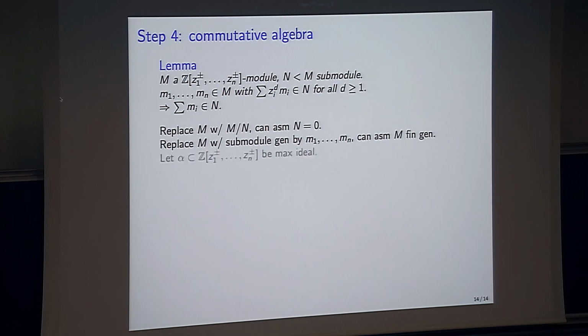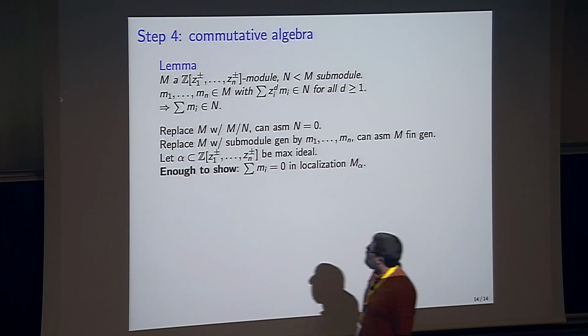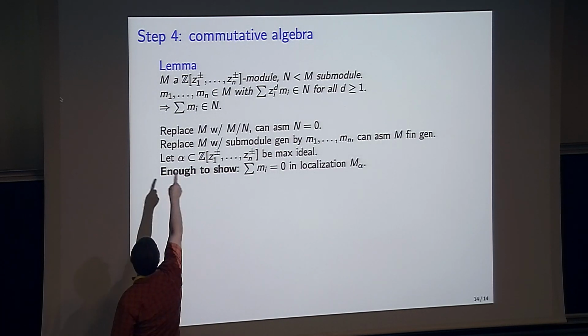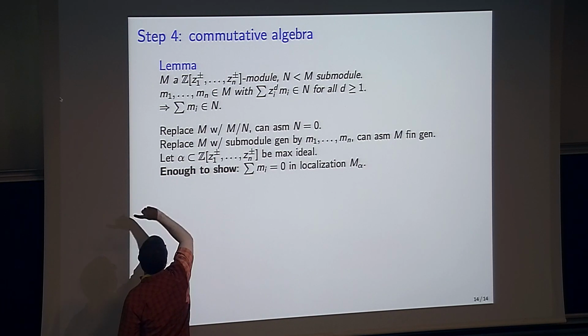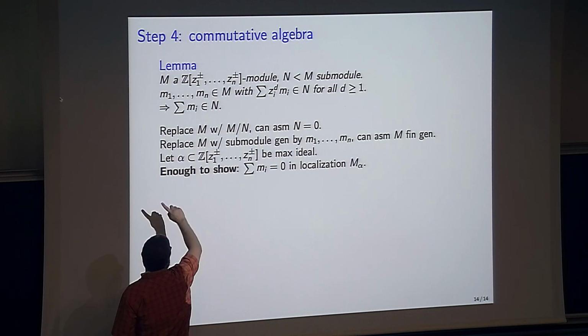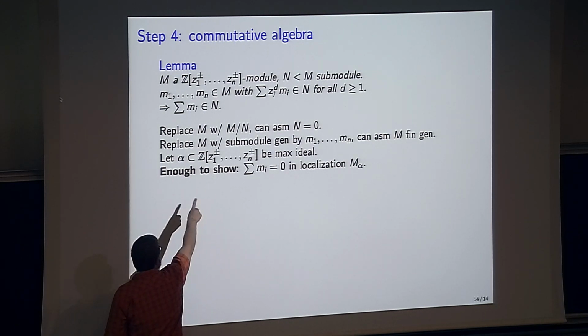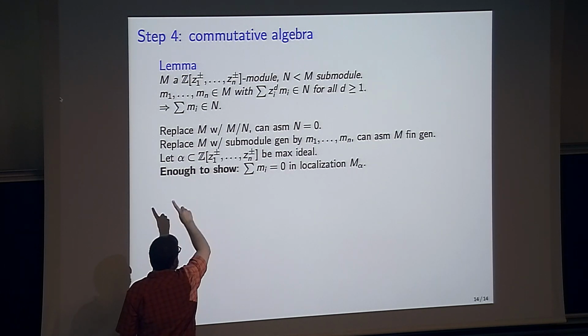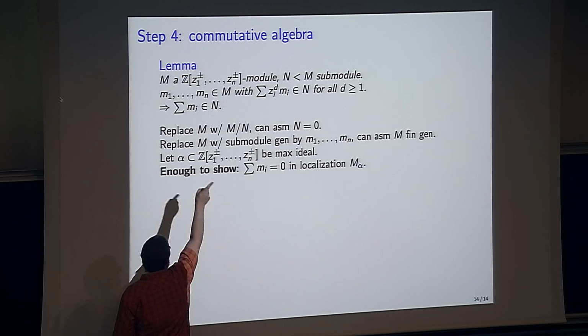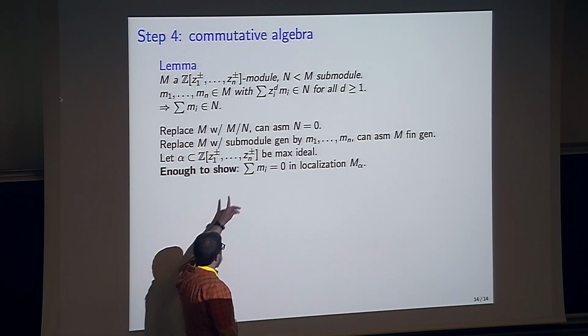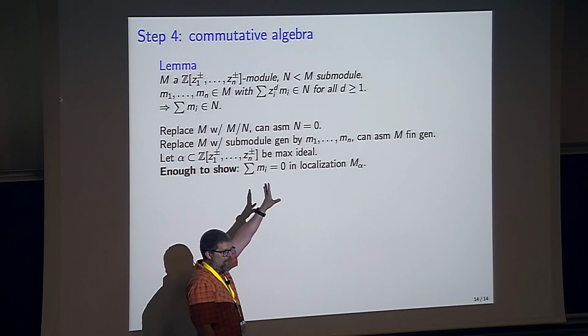And so now, let alpha be any maximal ideal in my ring. And what's it enough to show? My goal is to show that the sum of the m sub i's is equal to 0, because n is now 0. And it's enough to show that an element of a finitely generated module over a nice ring like this is 0. It's enough to show it becomes 0 when you localize at any maximal ideal.